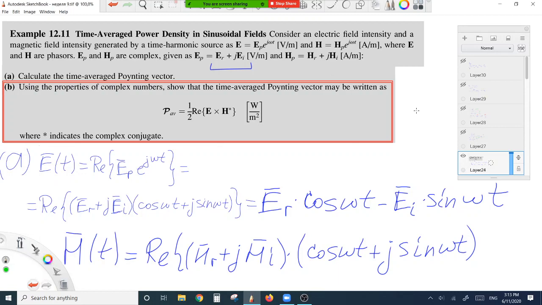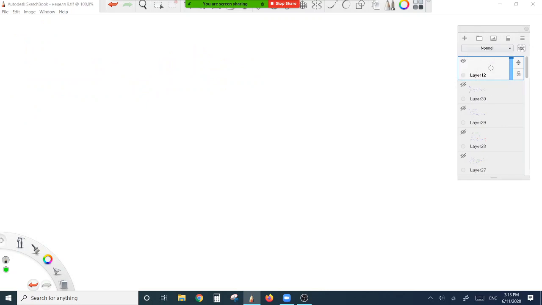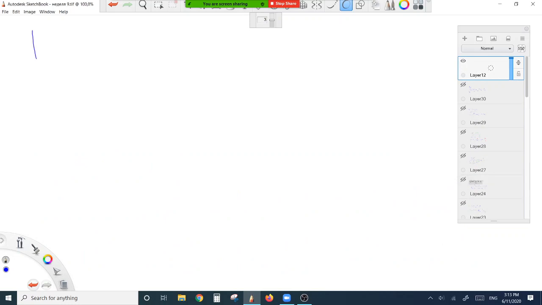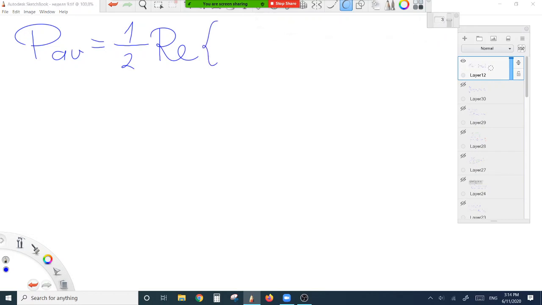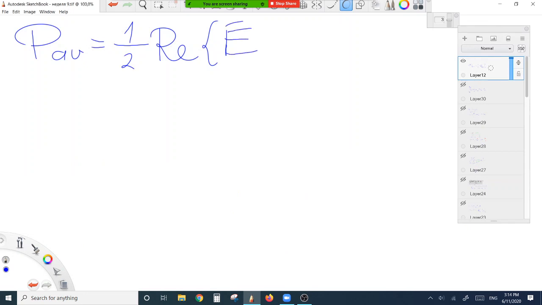Now, we need to show that the time averaged Poynting vector is equal to this expression, and the expression is: P, the time averaged Poynting vector, equals 1 over 2 the real part of E, not H, but E, cross H complex conjugate.